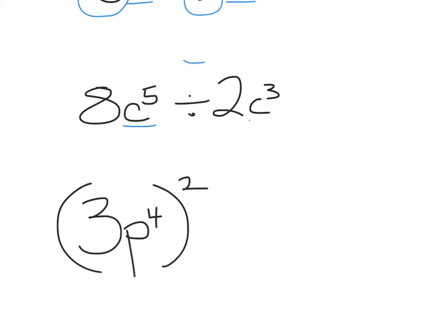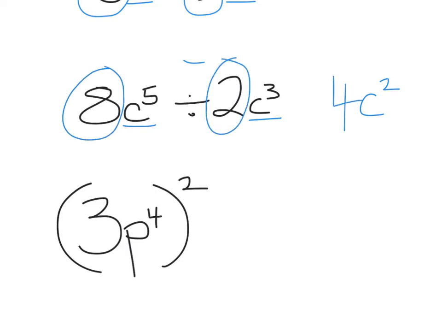c to the power 5 divided by c to the 3. We'll just look at the index numbers first, okay? So c to the 5 divided by c to the 3 is c to the power of 2. And then let's look at the number 8 divided by the number 2, which is 4. So it's 4c squared.